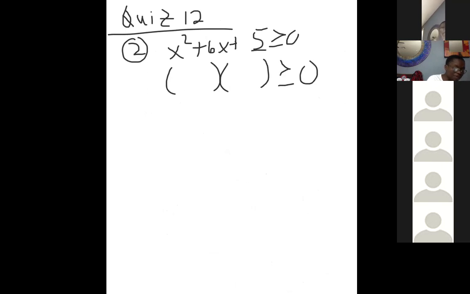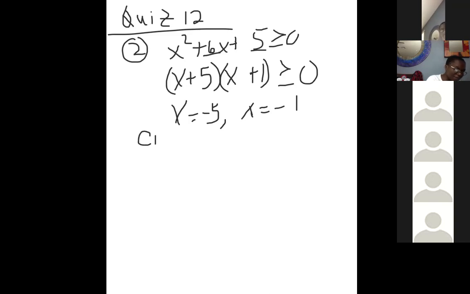What 2 numbers multiply to give you 5 and add to give you 6? That would be positive 5 and positive 1. So the factors are x plus 5, x plus 1. So now once you have your two binomial factors, you can go ahead and find those critical values, solve it. What value makes x plus 5 0? -5. What value makes x plus 1 0? That would be a -1.